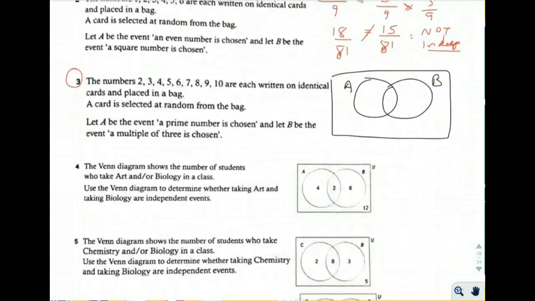Okay? All right, now let's do number 3. The numbers 2, 3, 4, 5, 6, 7, 8, 9, 10 are written on cards and placed in a bag. Okay? A would be the event a prime number is chosen. B would be the event a multiple of 3 is chosen. So let's see, a prime number chosen would be 2, 3, 5, 7, and 9. And B would be multiple of 3, which would be 3, 6, and 9. How many outcomes total are there? 1, 2, 3, 4, 5, 6, 7, 8, and 9. There's 9.